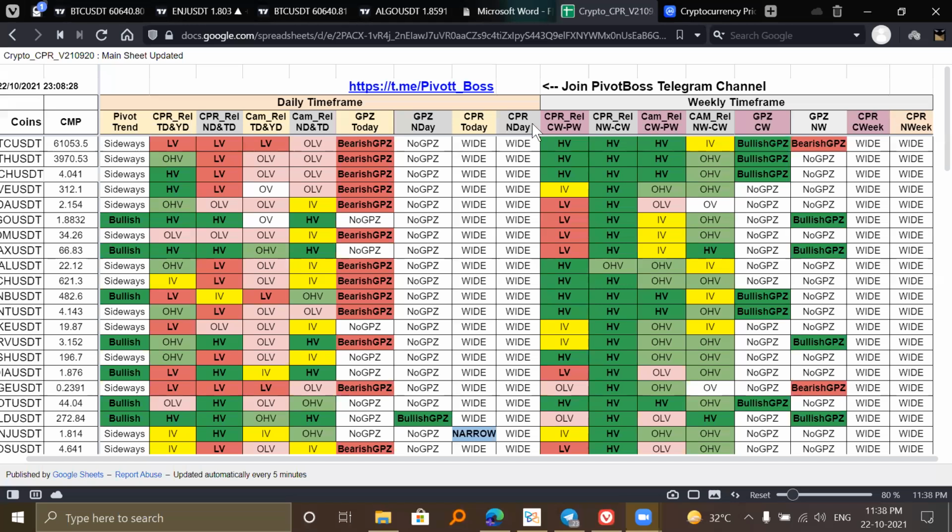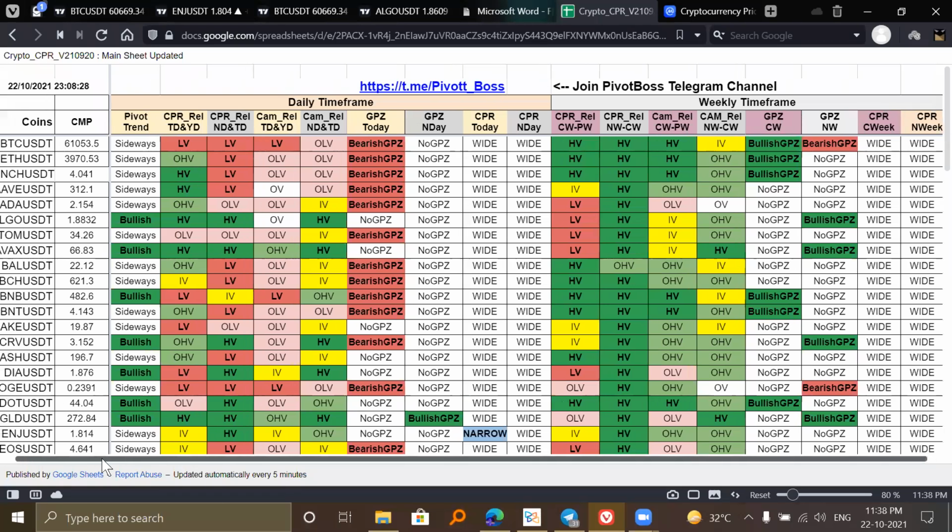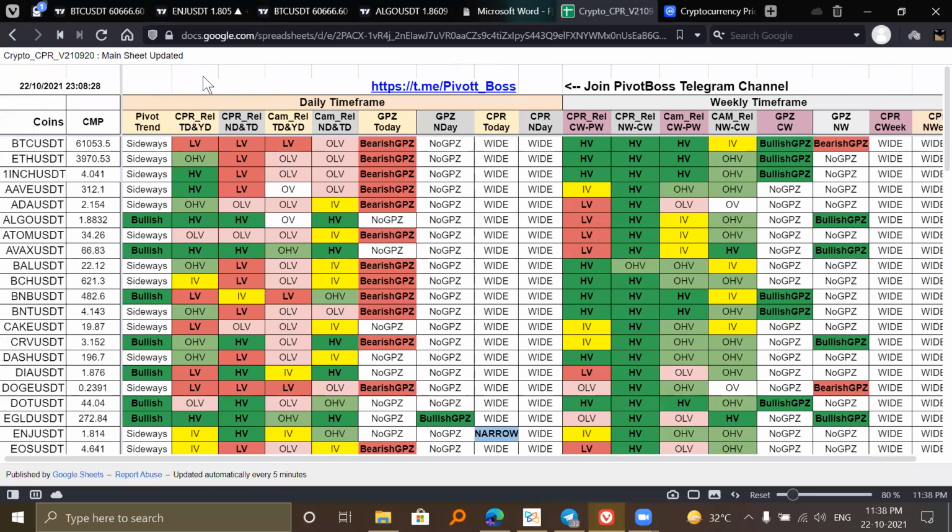Sir, can you add just one piece of information? Basically, this sheet is not auto-updated because of a limitation of the Binance API. That is the specific reason we have put the date and timestamp over there. If you see that the data is not recent, then you need to refresh the sheet.